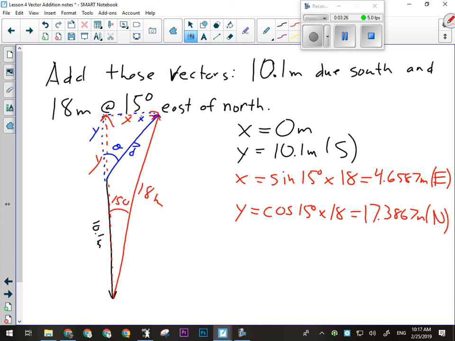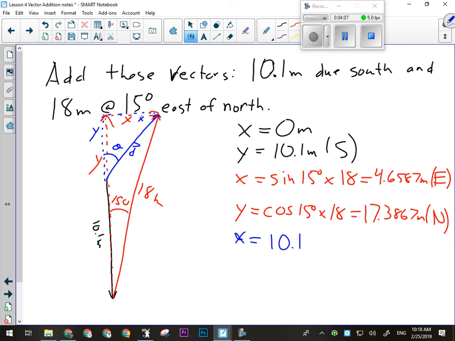So now that I've got all the x's and all the y's, what I have to remember about vector component addition is if I add my x's together, I will get my resultant's x, which is blue x. And if I add my resultant y's together, I'll get blue y. Everyone okay with that? Adding the x's together is easy because I only had one vector that actually went east or west, and that's not the 10.1 because this vector went straight south. So I don't even have to do any math with that one.